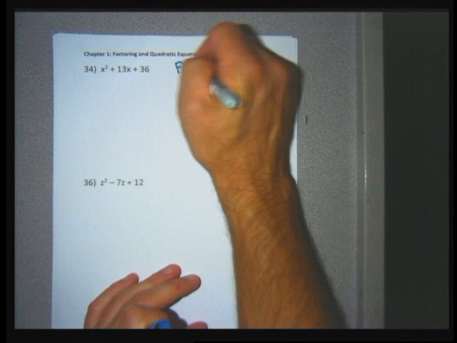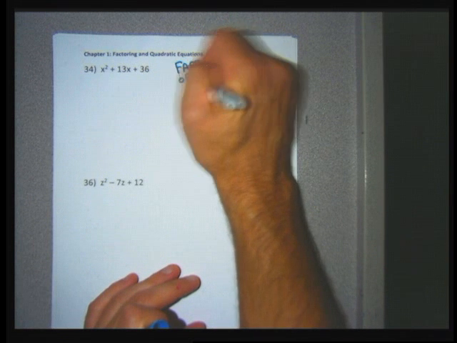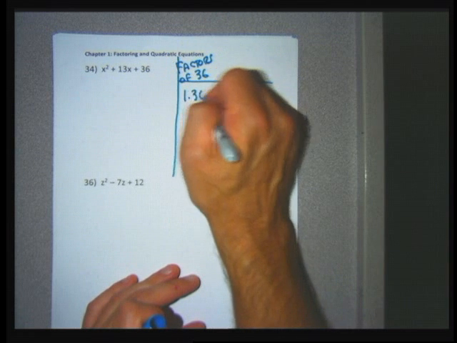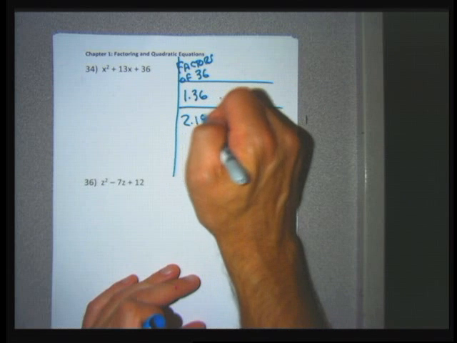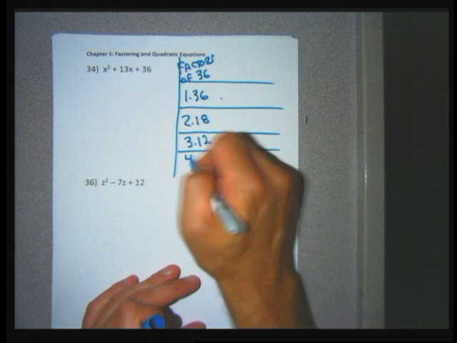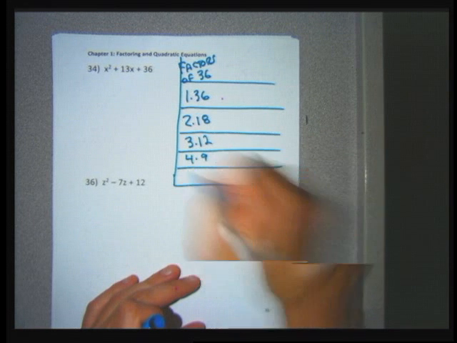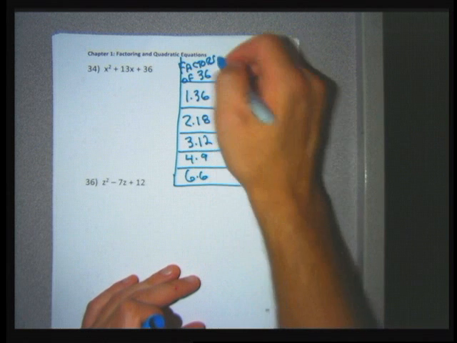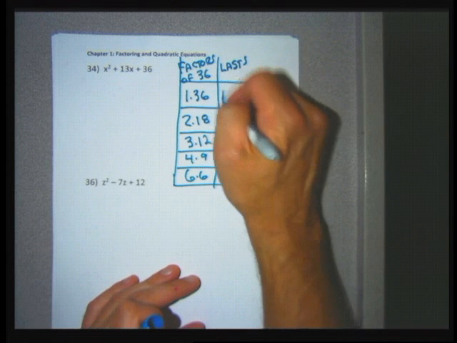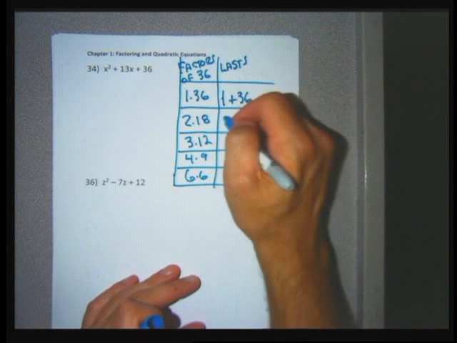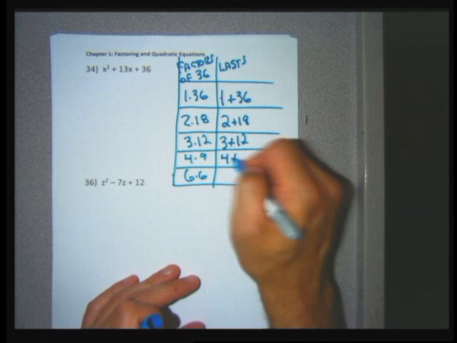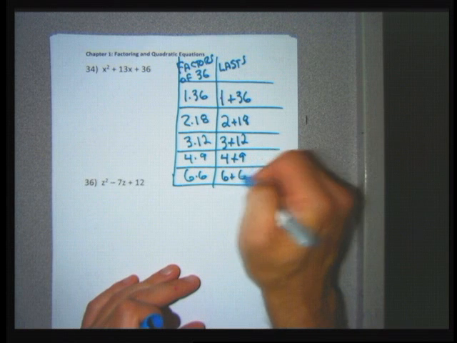I need to know the factors of 36, and there's no negatives in the problem, so I don't have to worry about negatives. So 1 and 36, 2 and 18, 3 and 12, 4 and 9, 6 and 6. That might be enough for you to get the right answer. How about maybe just say lasts rather than break up? I could have positive 1 and positive 36, positive 2 and positive 18, positive 3 and positive 12, positive 4 and positive 9, positive 6 and positive 6.